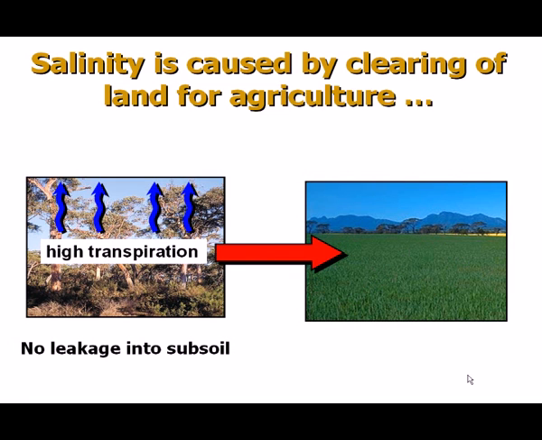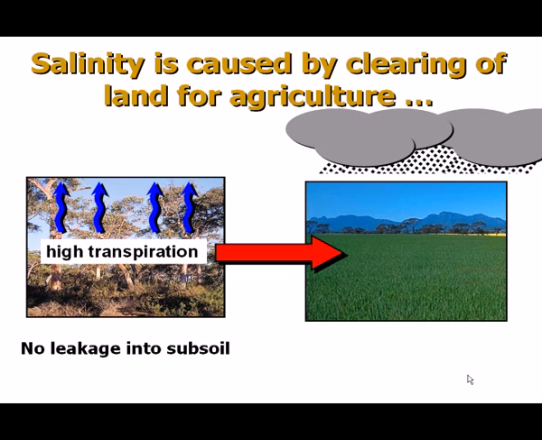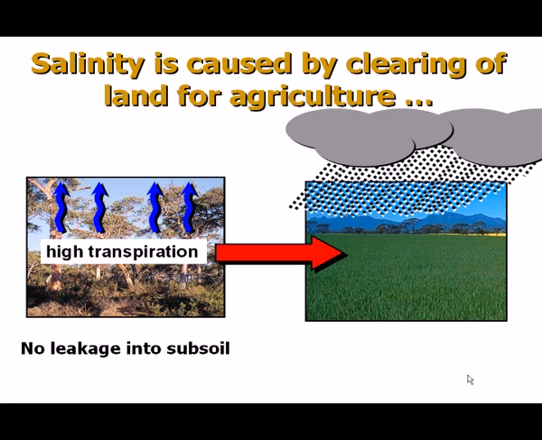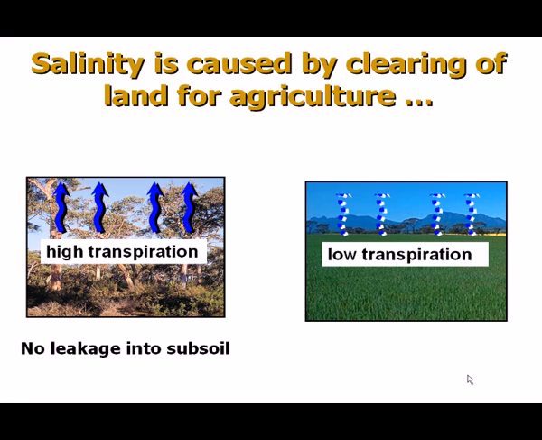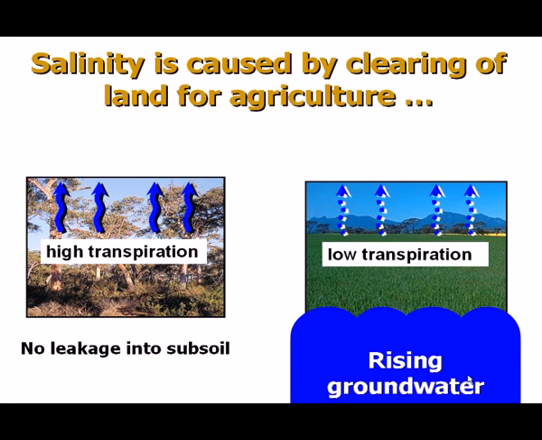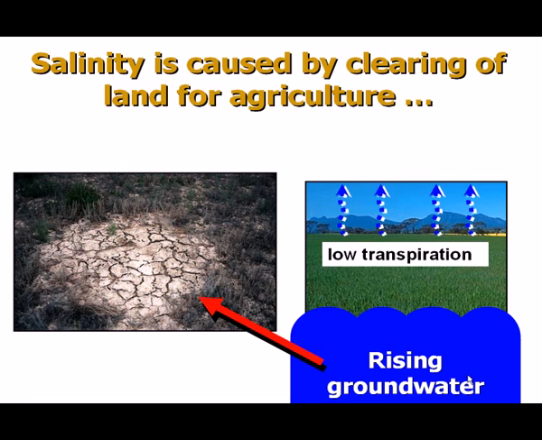What we've done is we've cleared that vegetation to grow annual crops and pastures, and now when rainfall falls into this modified landscape, some of it goes through because we have lower rates of transpiration, we have some leakage into the subsoil, and over a period of time a rising groundwater. And when that groundwater gets to within 1 to 2 metres of the soil surface, we get the movement of salt to the soil surface through capillarity. The salt and water moves to the soil surface, the salt increases at the soil surface.